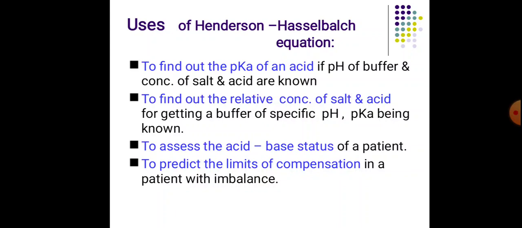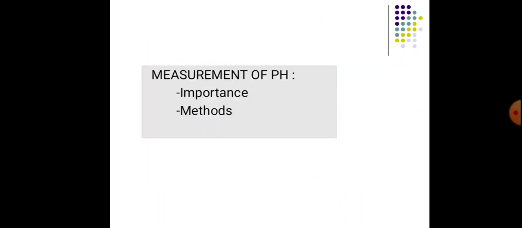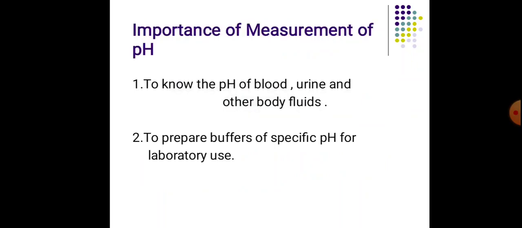Now let's continue the topic on measurement of pH. In this we will discuss the importance of pH and also the methods for the measurement of pH. First, the importance. The importance of measurement of pH is that we should know the pH of the blood, urine and other body fluids, and also prepare buffers of specific pH for laboratory use.